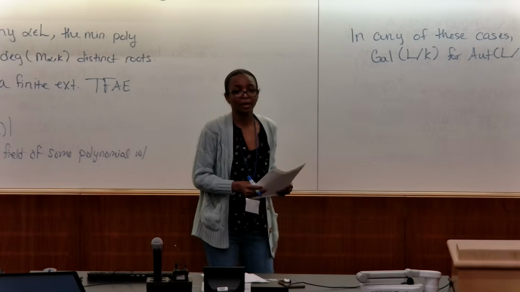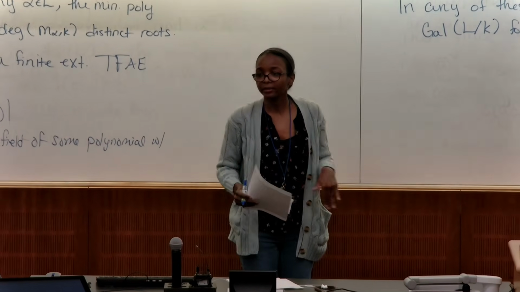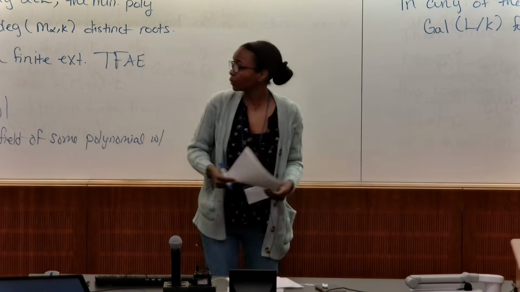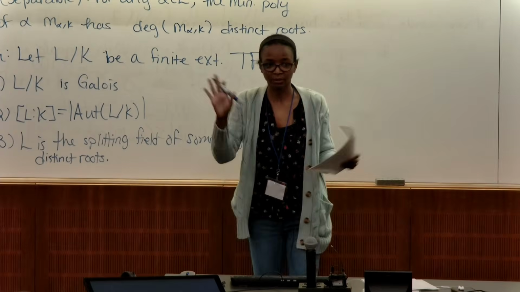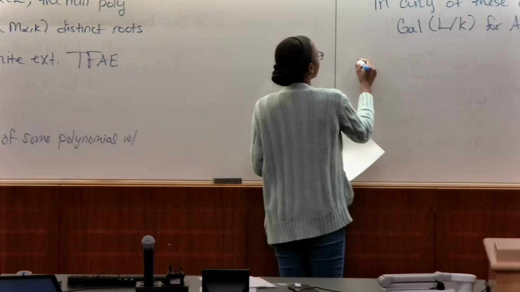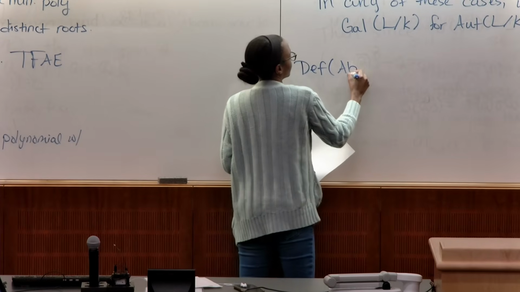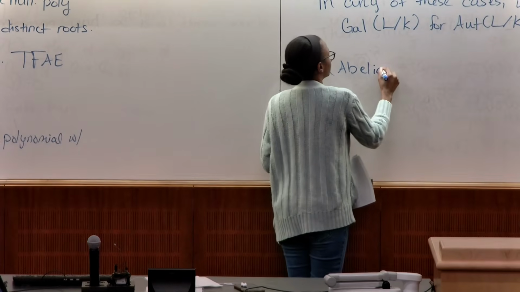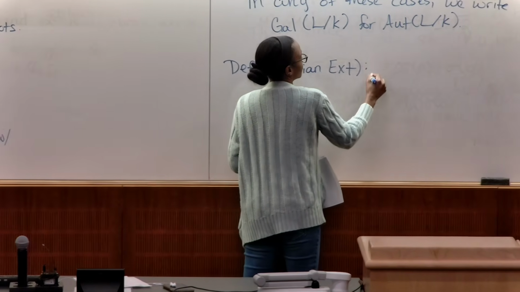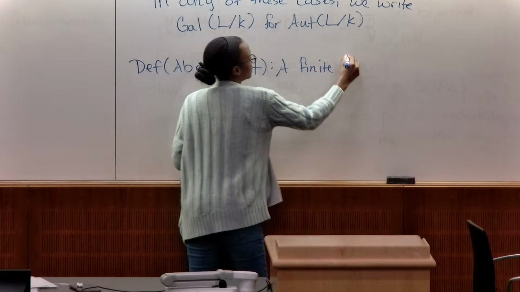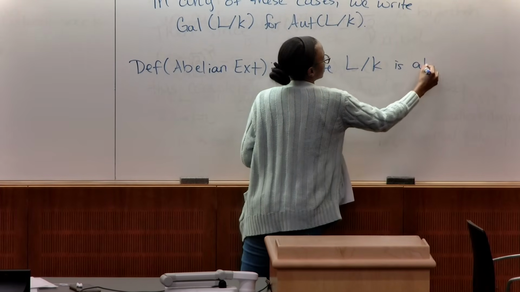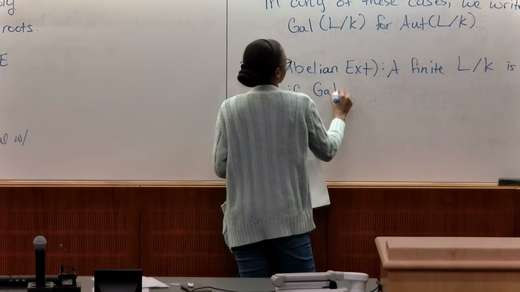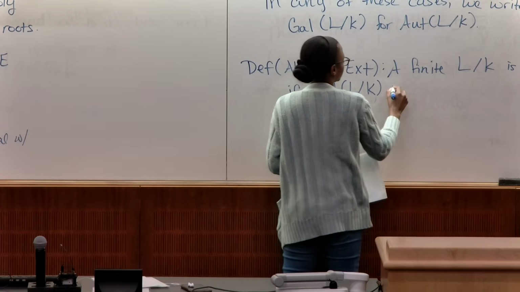Okay, so I've defined all of the things that I need in order to finally tell you what an Abelian extension is. All of this was prep work for the title of the lecture that I erased earlier. So, a finite extension, L over K, is Abelian if its Galois group is Abelian.